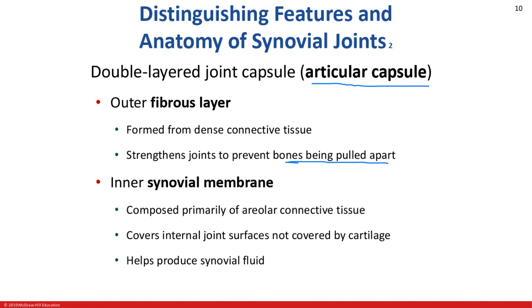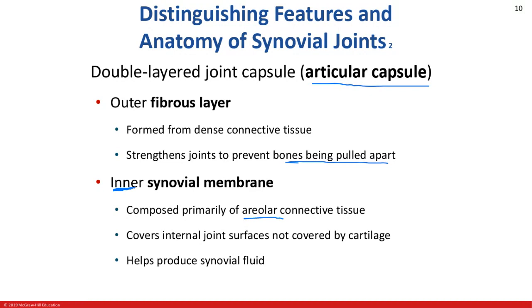Anyways, when you pull your fingers apart, this fibrous layer is going to engage along with the tendons and the ligaments around that joint. This helps prevent dislocations. The inner layer is the synovial membrane. It's a loose connective tissue, areolar connective tissue, and its job is going to be to produce the synovial fluid. Synovial fluid does a lot. We'll talk about that in a moment.